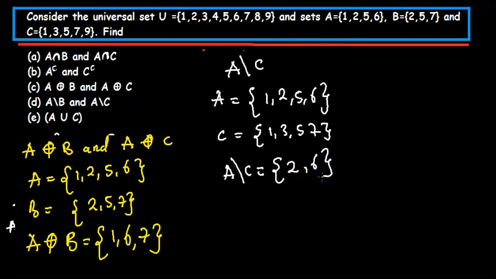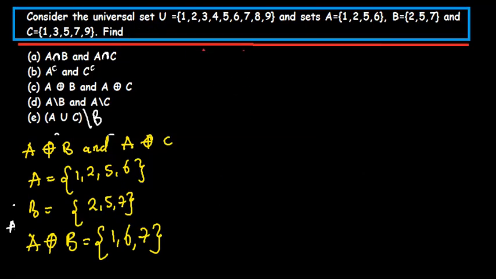Let's try another problem. The last one says we should find A union C with difference of B. Alright, how can we solve this problem? Let's just stop here for now. A union C with difference of B. Let's copy it here and solve it.